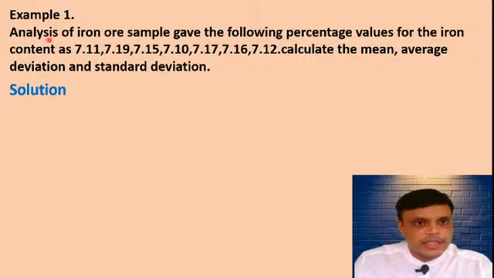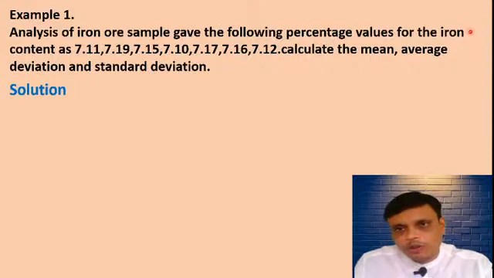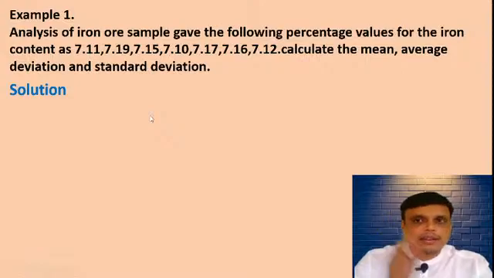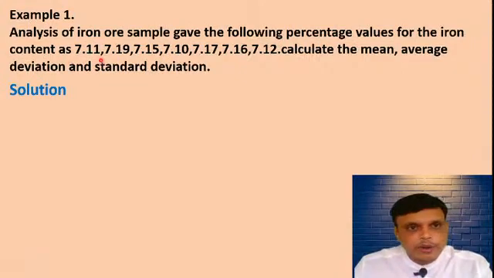Here, an analysis of an iron ore sample has been done and the iron percentages are given. So the analysis of the iron ore sample gave the following percentage values for the iron present in that particular ore. Whatever the ore is, they analyzed it and gave the Fe content in terms of percentage. For example, 7.11, 7.19, 7.15, 7.10, 7.17, 7.16, 7.12. Calculate the mean, average deviation and standard deviation.